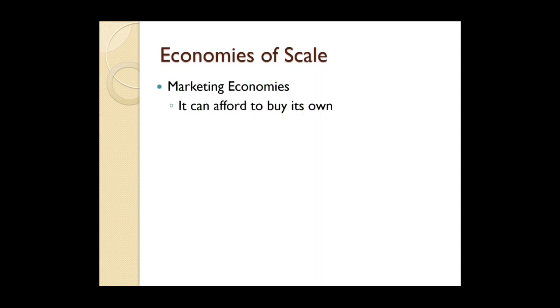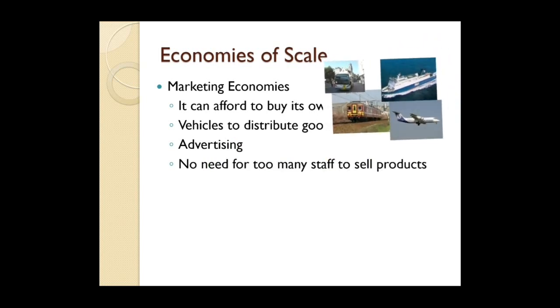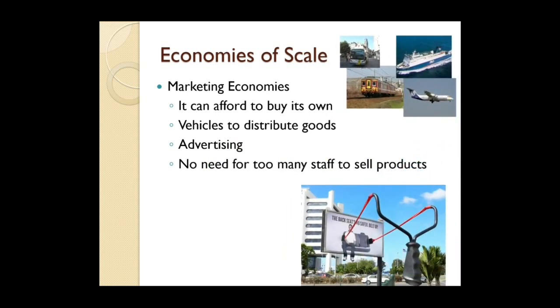Economies of scale number 2 is called marketing economies of scale. Usually the large businesses can afford buying their own vehicles. They can use them to distribute goods instead of renting them. They can make effective marketing campaigns and advertising campaigns that help them to increase their sales and the profit. So see here, as a large business, as a business that has a big scale of operations, marketing economies of scale are available, but they are not available for small businesses.